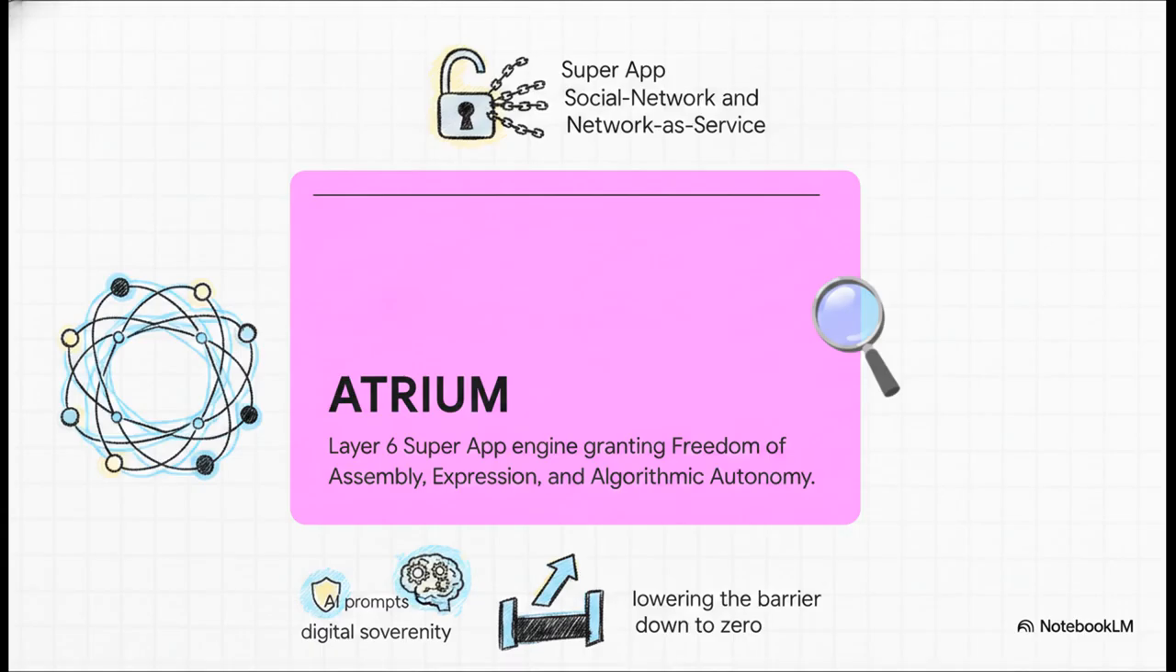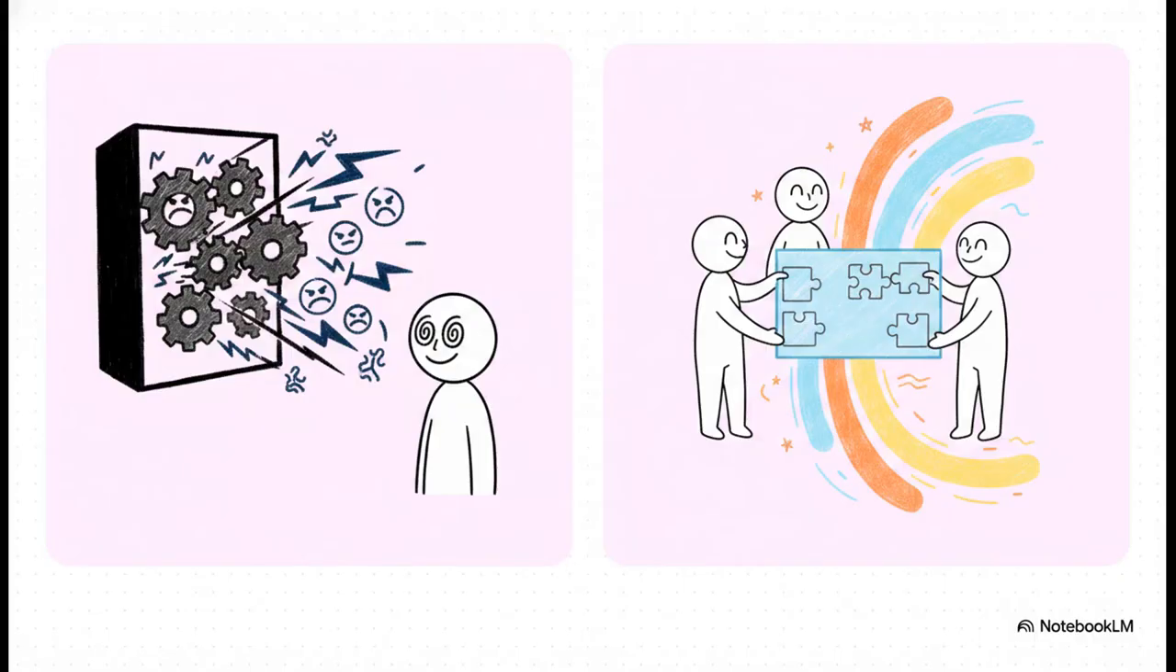It does this by allowing literally anyone to deploy a fully customized, decentralized super app environment in seconds, simply by using natural language AI prompts. This means you can build a fully functioning social network just by typing out what you want it to look and act like. It instantly lowers the technical barrier to digital sovereignty all the way down to zero. One of the most massive shifts Atrium introduces is algorithmic freedom.